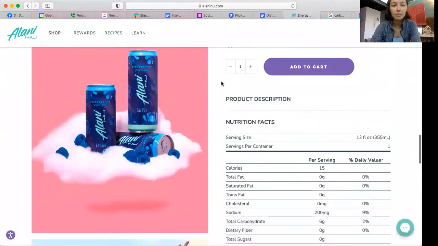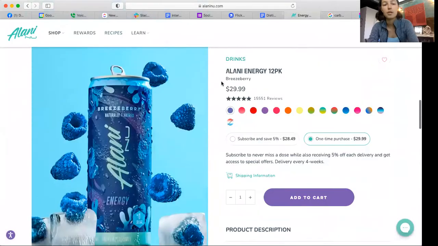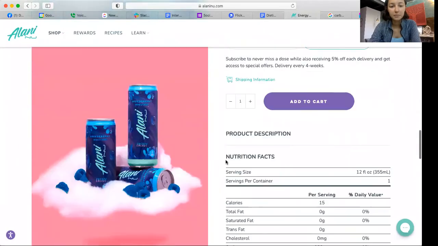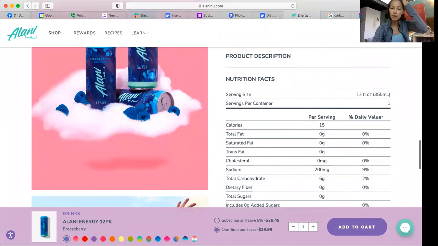So I'm going to show you, I'm trying to share my screen here and show you an example of a product that was mentioned called Alani. I've never tried these, but I have definitely heard of them. They're known for their energy drinks. Pretty snazzy branding here.